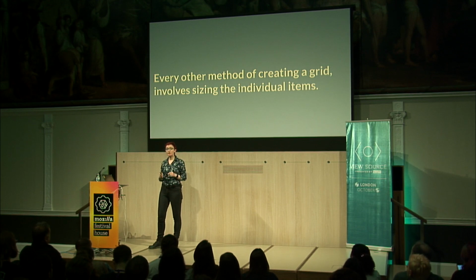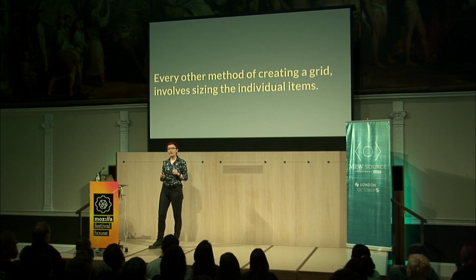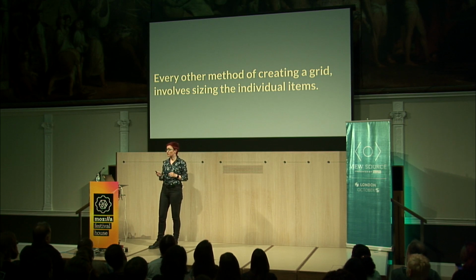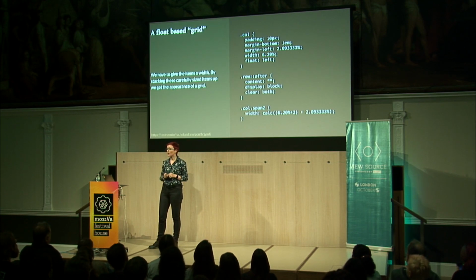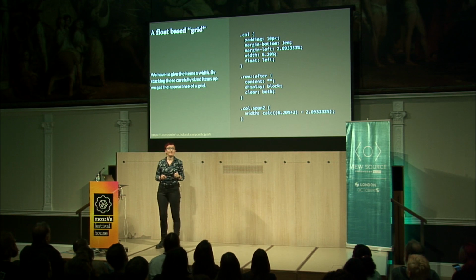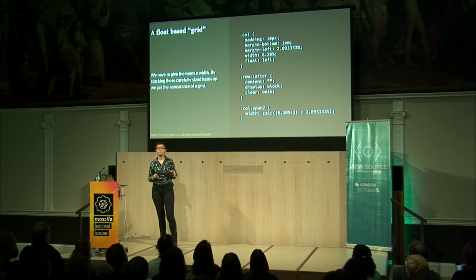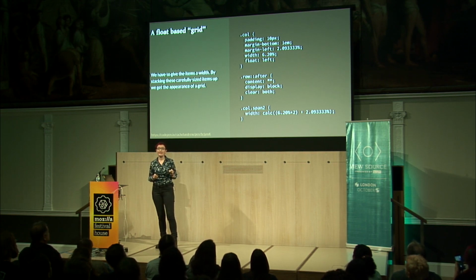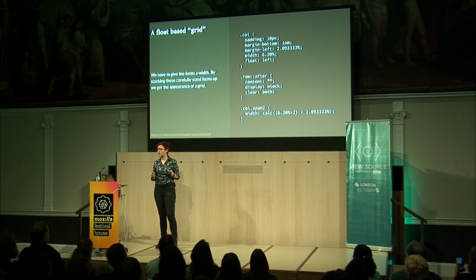And every other method that we've had before, everything in the past, requires that you give the items in your layout a size and then line them up to make it look like we've got a grid. So this is a simplified float example. If you've ever built a floated grid, or you've used a framework that uses a floated grid, it's doing something a bit like this, probably a slightly more complex version.